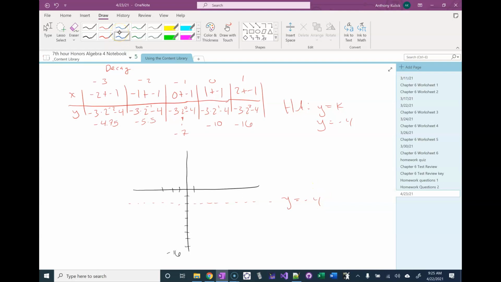And now I'll plot my points. So I have negative 3 and negative 4.75, negative 2 and negative 5.5, negative 1 and negative 7, 0 and negative 10, and 1 and negative 16. So I'll follow my asymptote, go through my points, put an arrow at both ends.